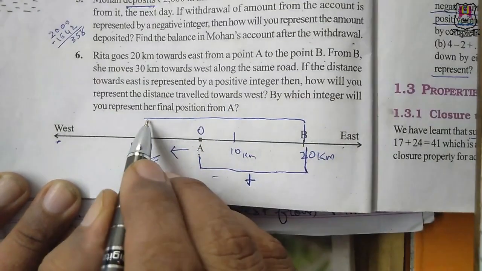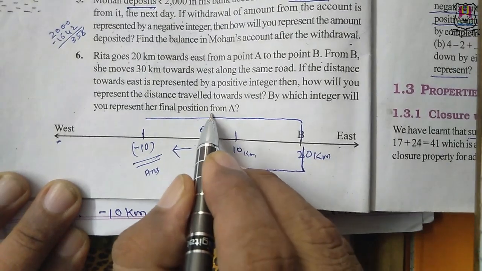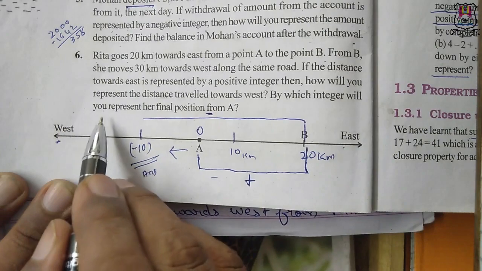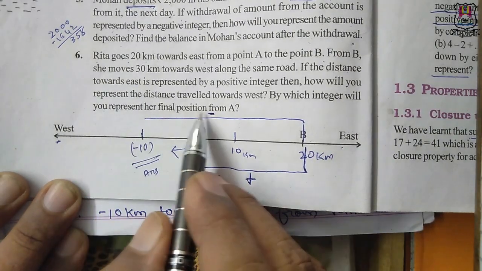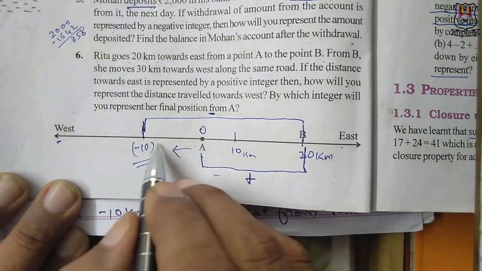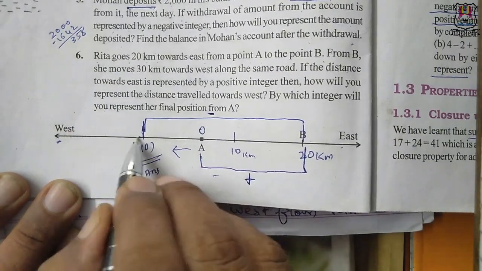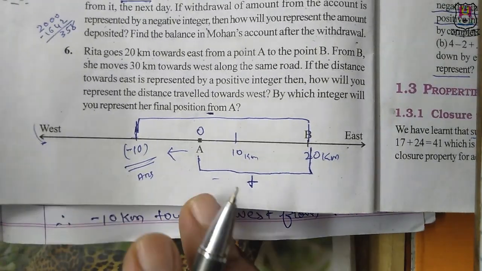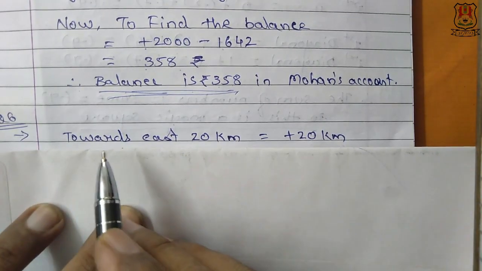By traveling towards the west, it's very simple. We will display it by the negative. By which integer will you represent her final position from A? So from A, what will be her final position? What will be the distance towards the west? Let's see how to solve it.